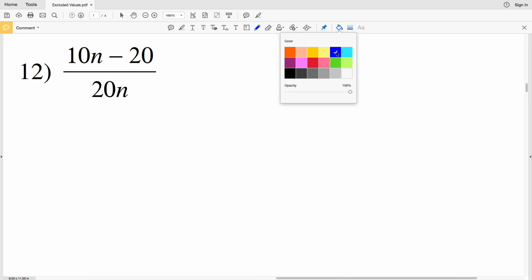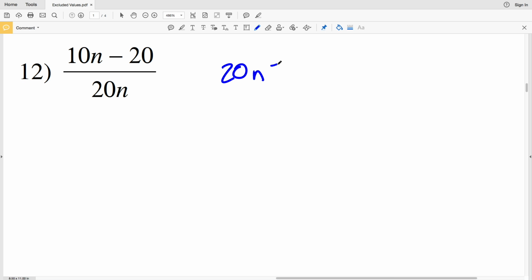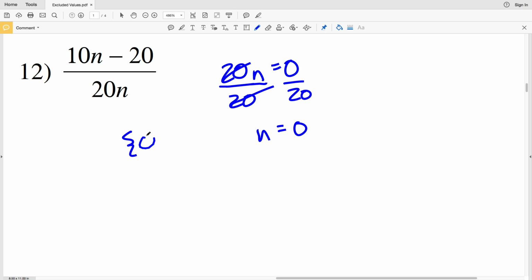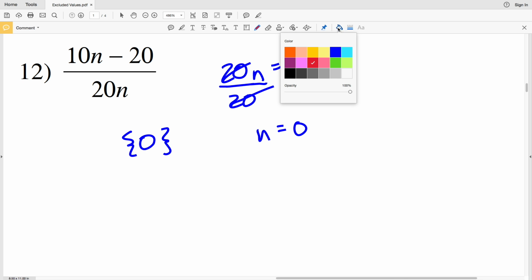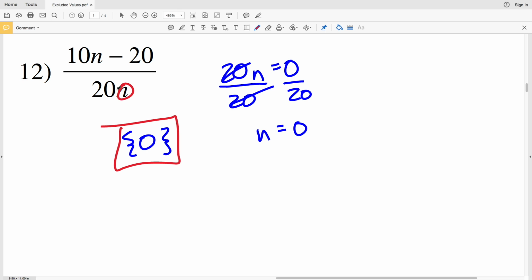In number 12, if 20n is equal to 0, then we cannot complete this division because dividing by 0 does not result in a solution. So if 20n equals 0, we'll solve for that n value, and that will be our excluded value. So if we divide by 20, we'll get that n is equal to 0. So in number 12, our excluded value is 0. If n is 0, 0 times 20 equals 0, and we'll have 0 as our denominator, which we cannot divide a quantity by 0. Therefore, n equals 0 is our excluded value.